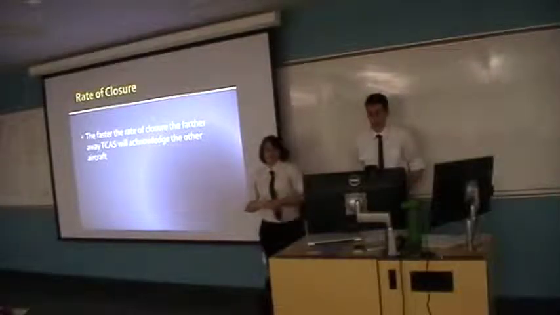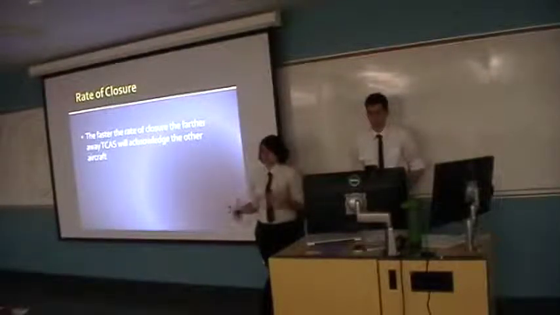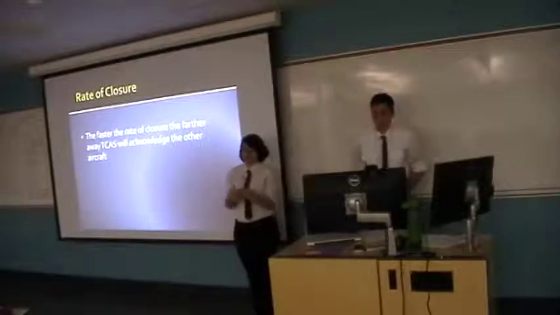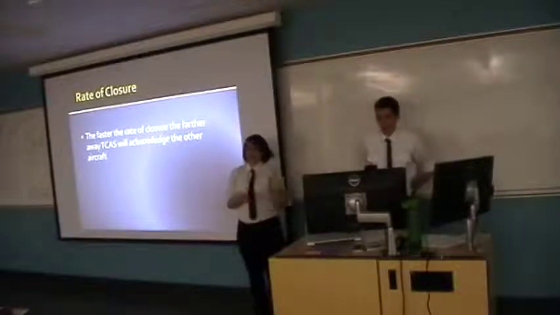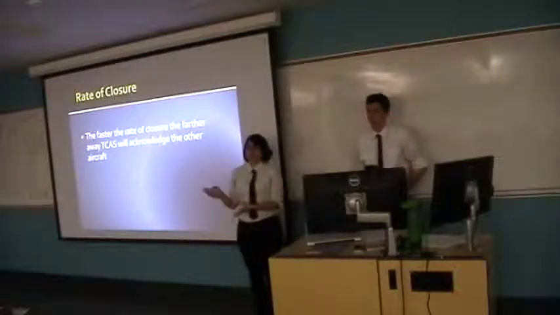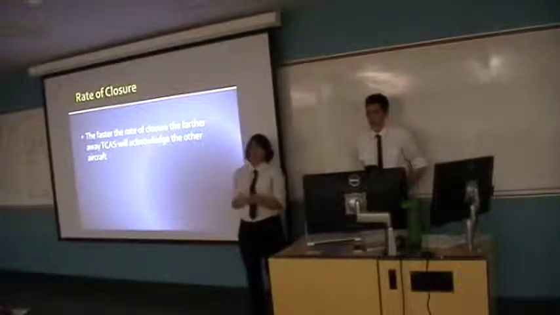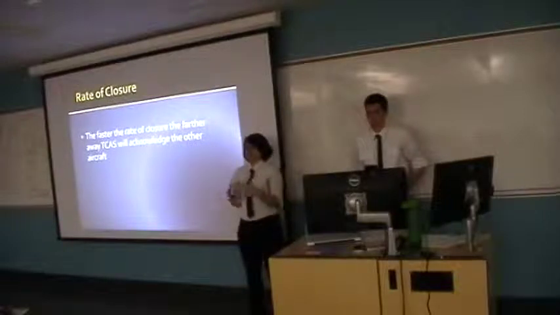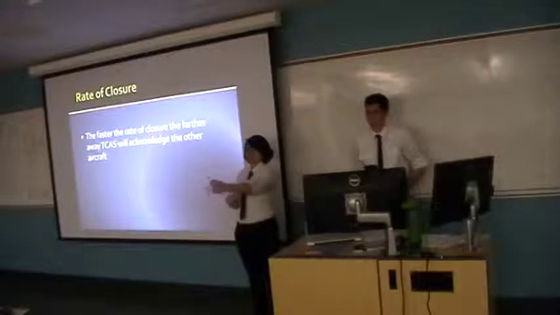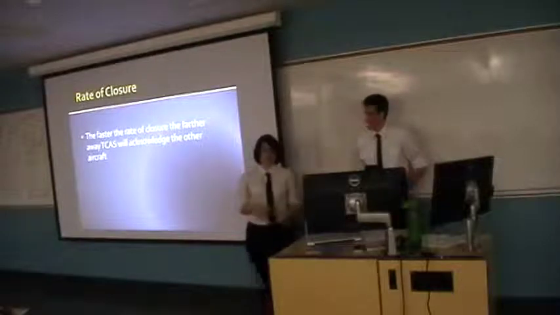So the rate of closure is also a big factor. The faster you're going, the sooner you're going to get an advisory, whether it's resolution or it's just traffic. So 300 knots, like you saw, it would be 3.3. But the faster you're going, the farther away they're going to be when you get that advisory.